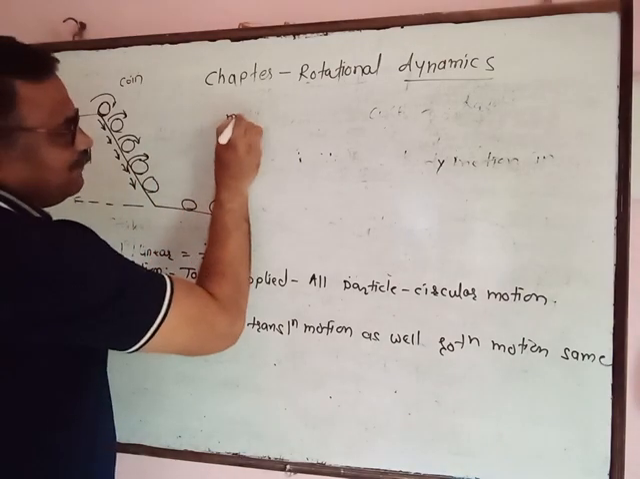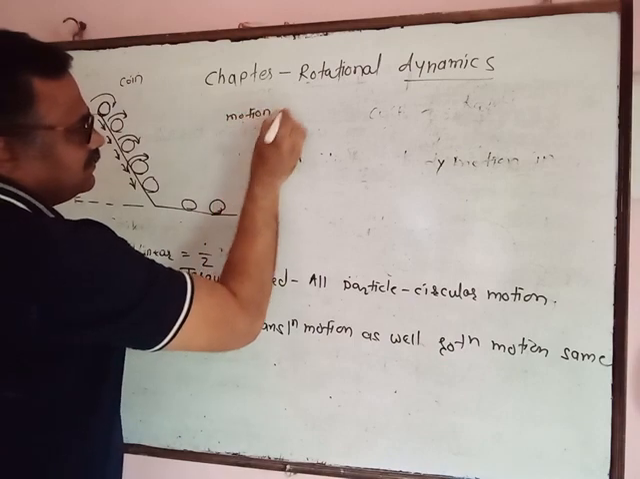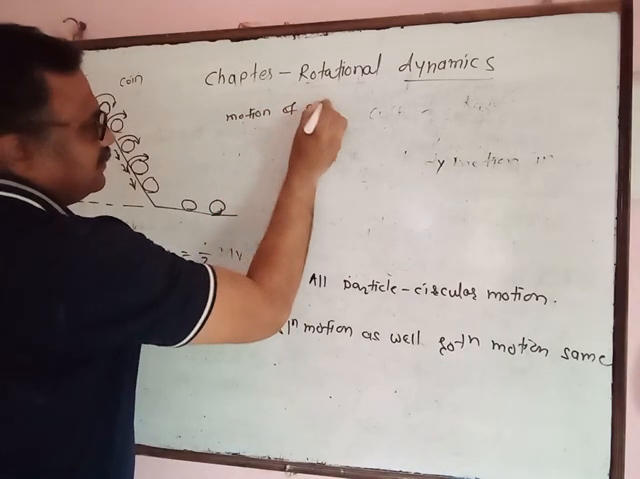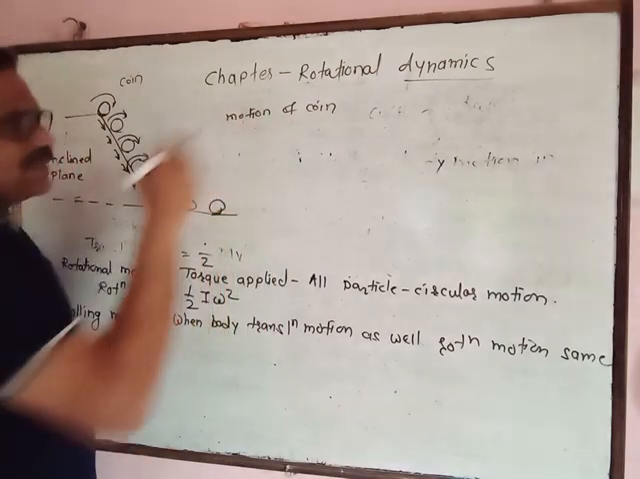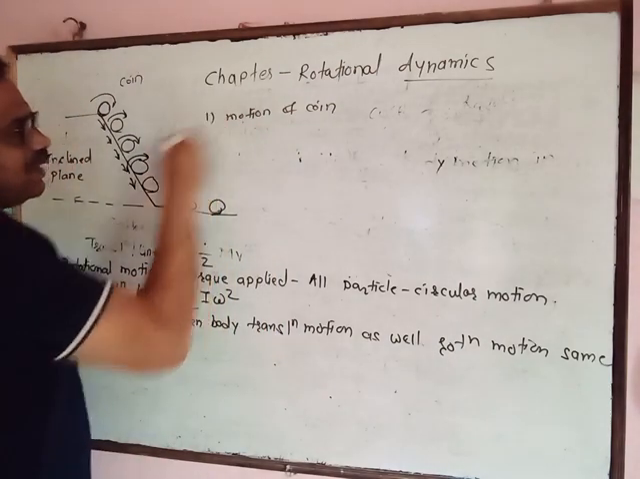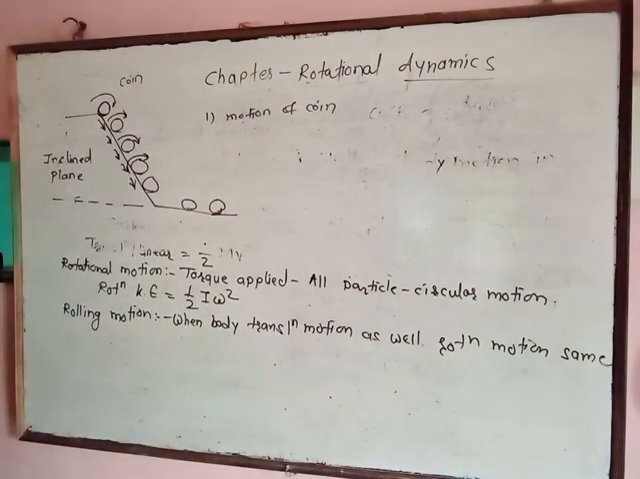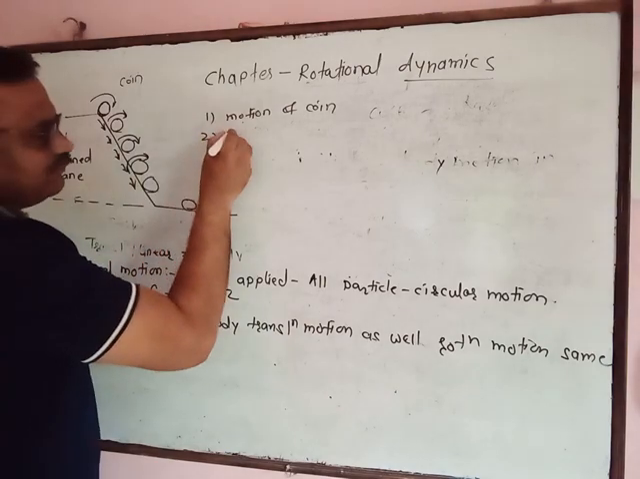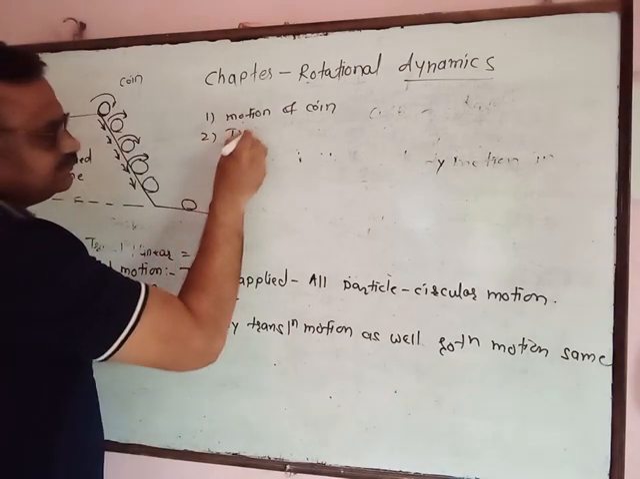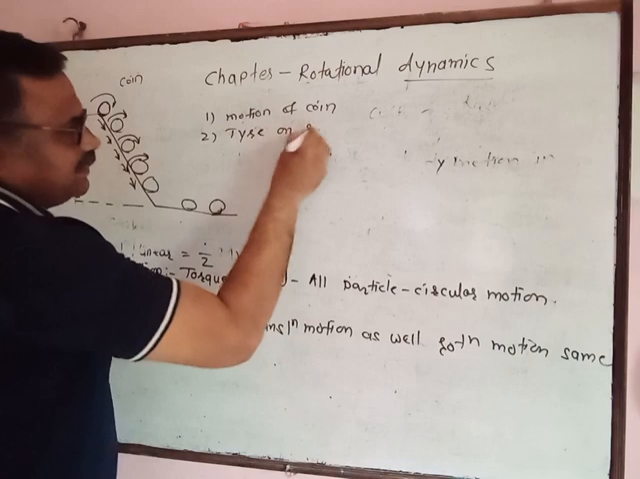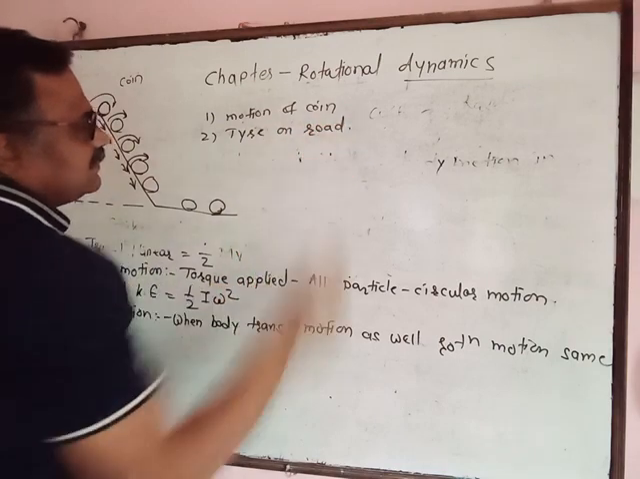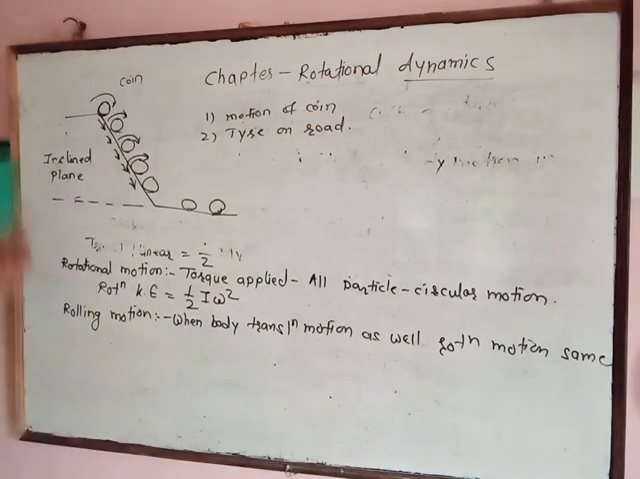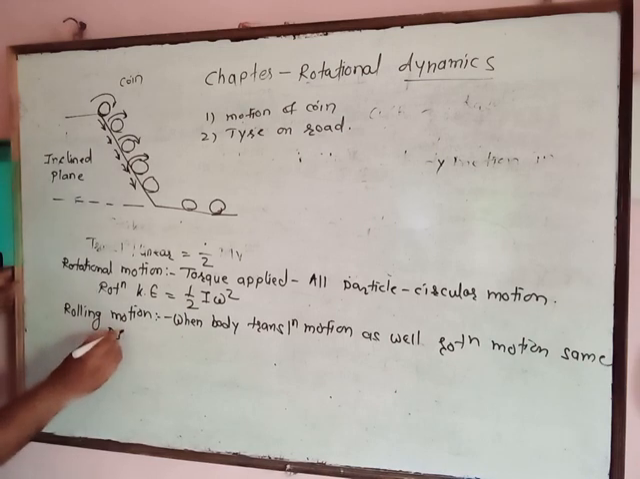Therefore motion of a coin along the inclined plane is an example of rolling motion. Motion of a vehicle tire on the road surface is also an example of rolling motion. Now we calculate rolling kinetic energy.